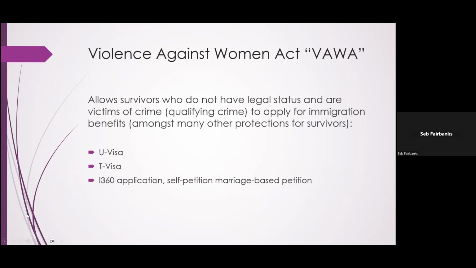Thank you, McKenna. As most of us know, the Violence Against Women Act was enacted in 1994, and it included provisions for immigration protection for survivors of domestic violence and other crimes. Under VAWA, the U visa and the T visa were included. They were created as part of the Victims of Trafficking and Violence Protection Act of 2000.